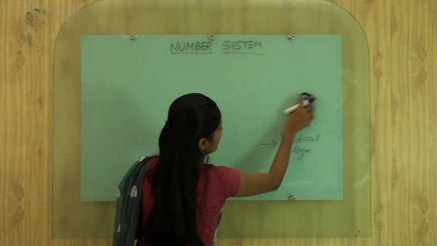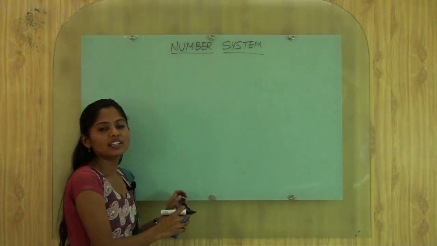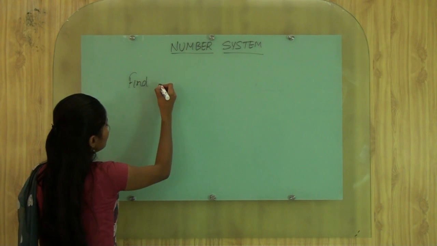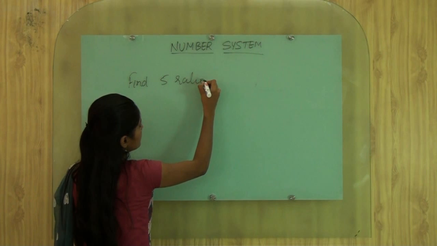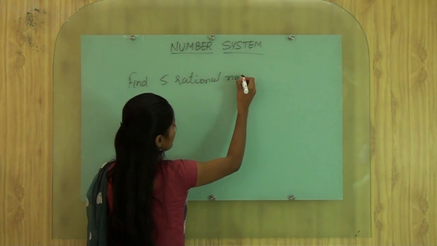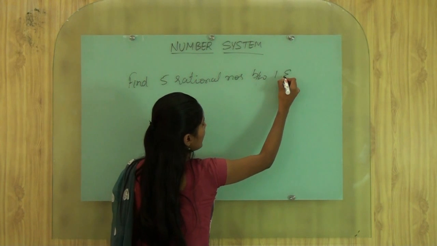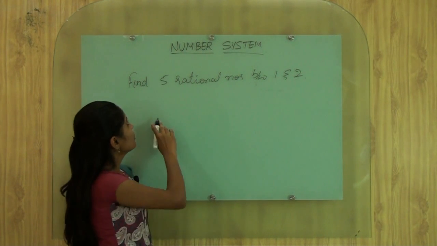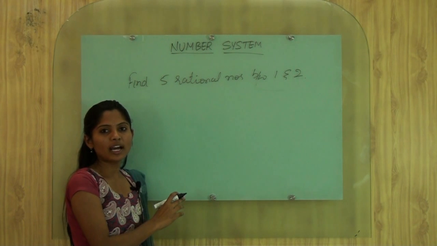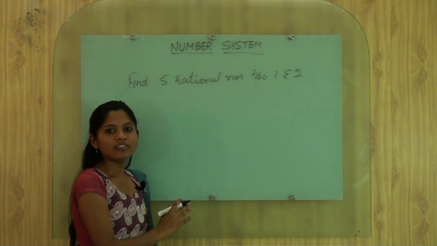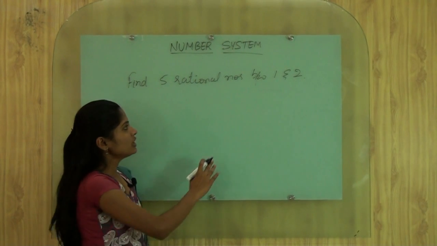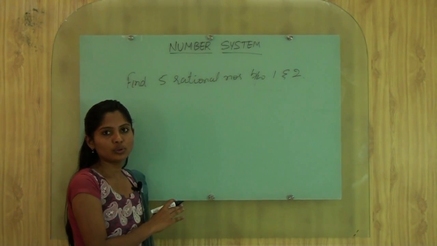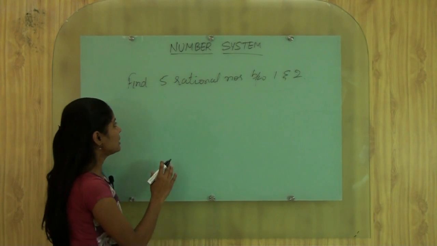Now let's solve the problems on rational numbers. Find 5 rational numbers between 1 and 2. This is an exercise problem. You have to find 5 rational numbers. We know that there are infinitely many rational numbers between these two numbers. How do you find the 5 rational numbers between two numbers? There is one easy method.